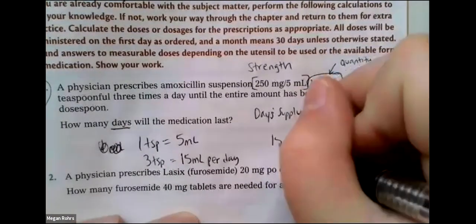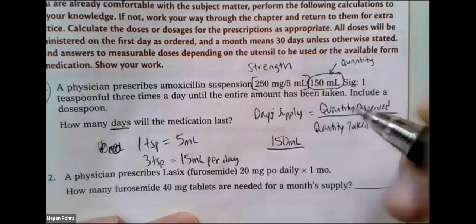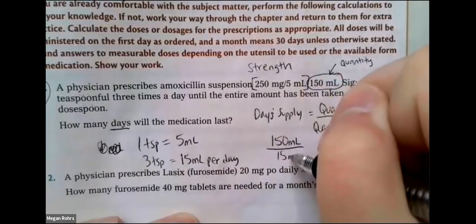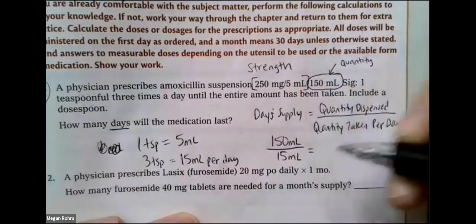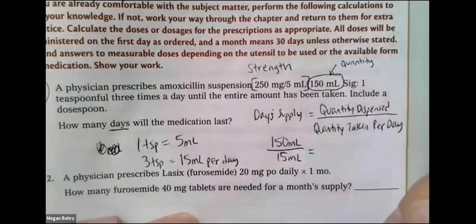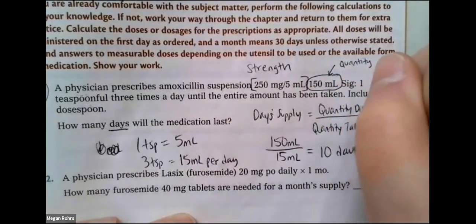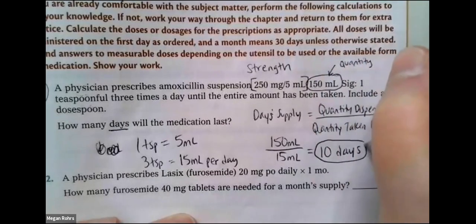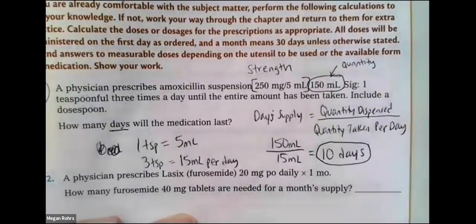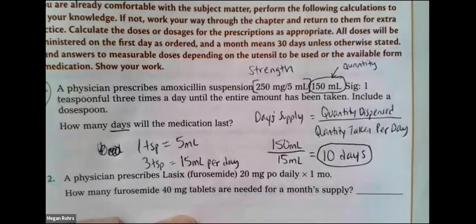So they are dispensing 150 mLs. They're taking 15 mLs a day. 150 divided by 15 would give us 10 days. So the prescription should last the patient a total of 10 days.